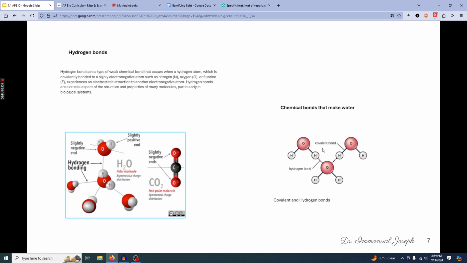And so here you can see that there is a covalent bond formed between oxygen and the hydrogen of one water molecule, and a hydrogen bond is the bond that forms between the partial charges of different water molecules, okay, between different water molecules.